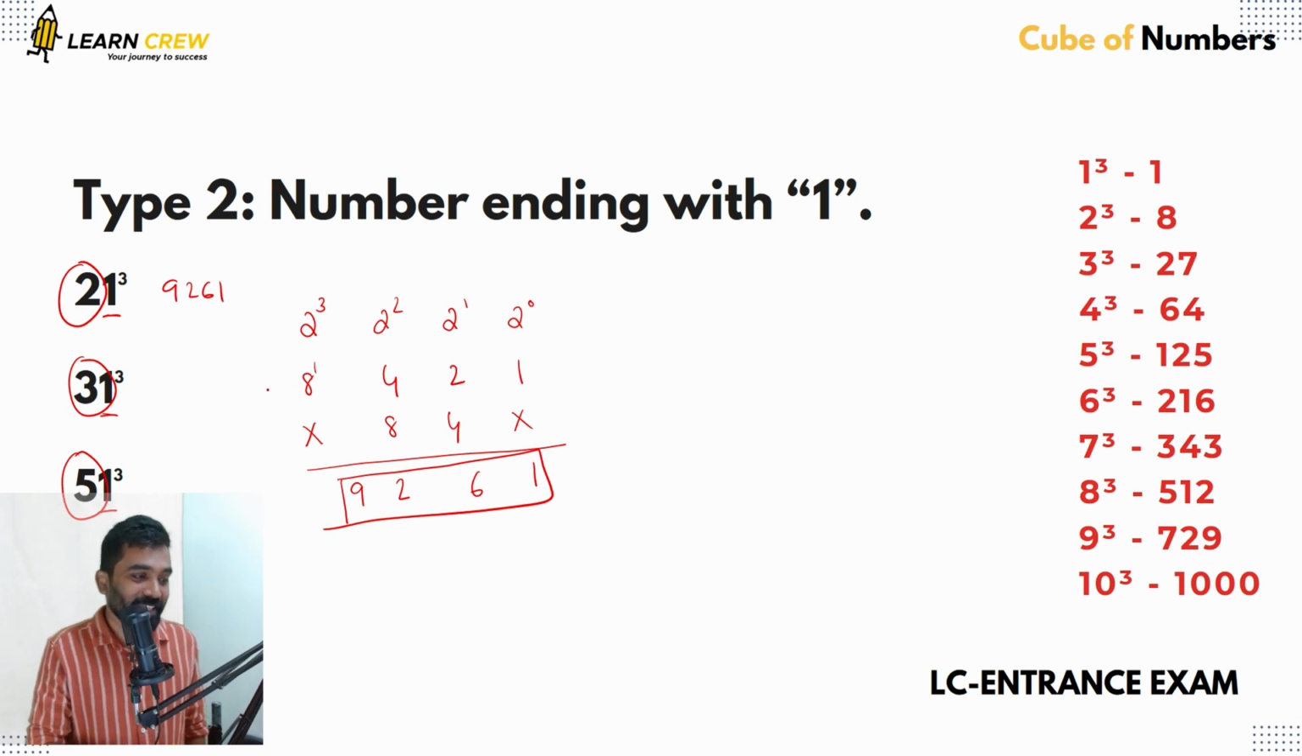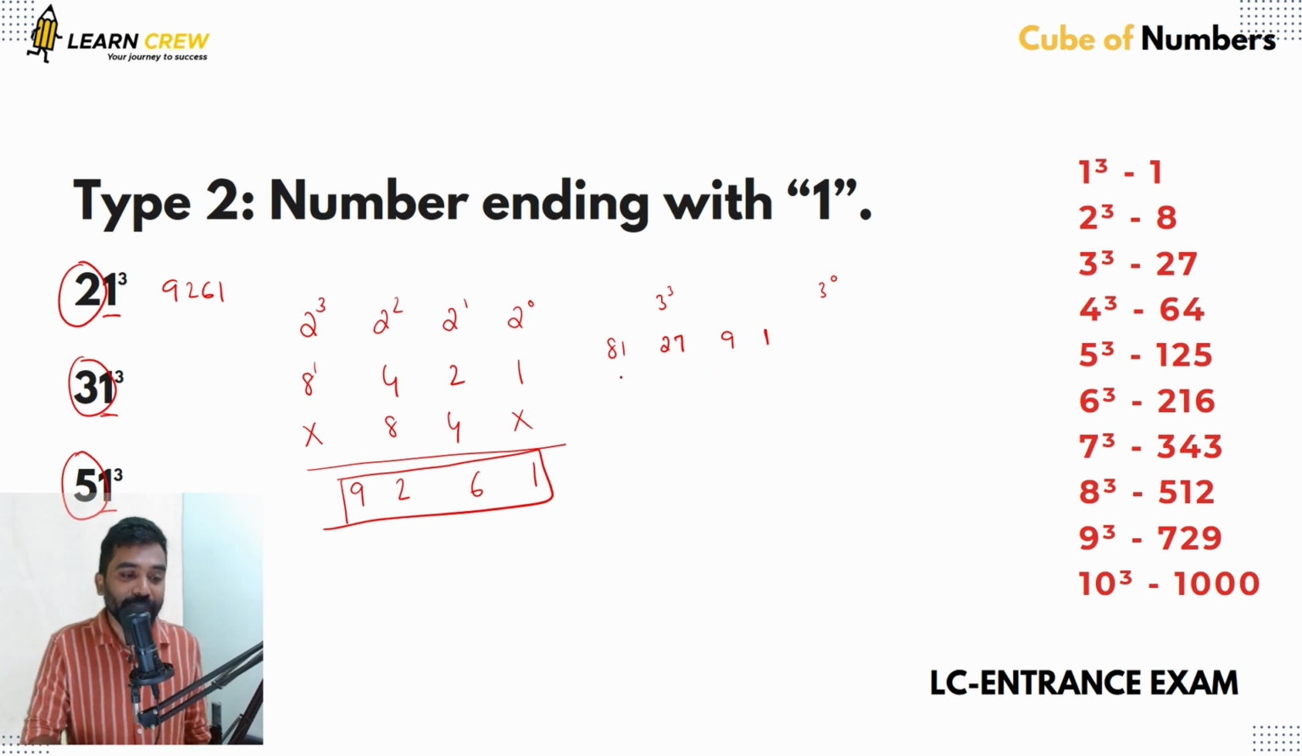Fine, let's do it for 31Q. The number is 3, starts from 3 power 3, goes up to 3 power 0. So it is nothing but 27, and the next one becomes 9. Is it right? No, I am making a mistake, right? So 3 cube is nothing but 81. So 81, 27, 9, 1. This is what it is.